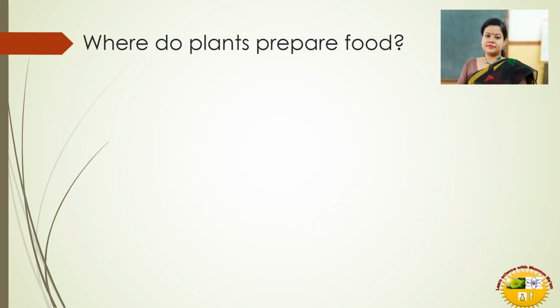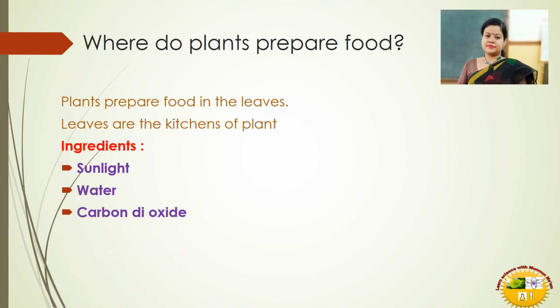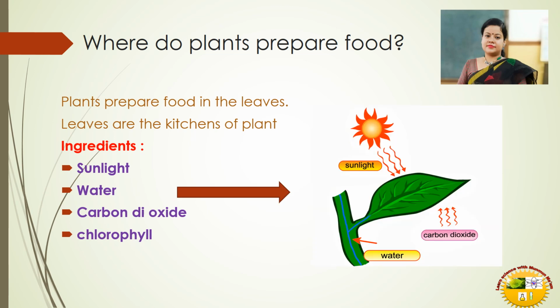Now, where do plants prepare food? Plants prepare food in their leaves. So, leaves are the kitchen of the plant. What are the ingredients that are required for the cooking in the kitchen? The ingredients are sunlight, water, carbon dioxide and chlorophyll. With the help of all these things, plants prepare their own food. So, you can see, right?